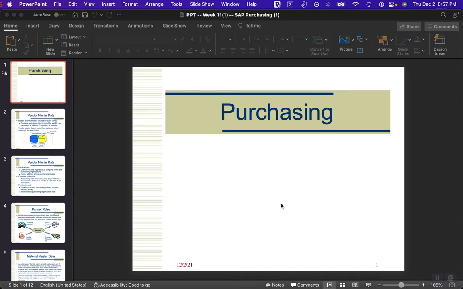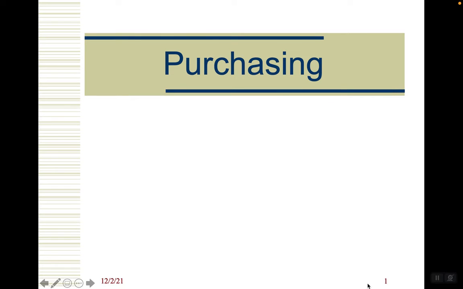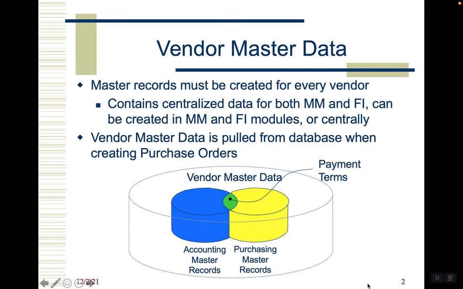Okay, so this is going to be a recording talking about the next major process we're working with in terms of ERP systems, which is the procure to pay process. Procure to pay is also what we know as purchasing. Basically, it's how an organization goes out and acquires raw materials or supplies to run its operation.